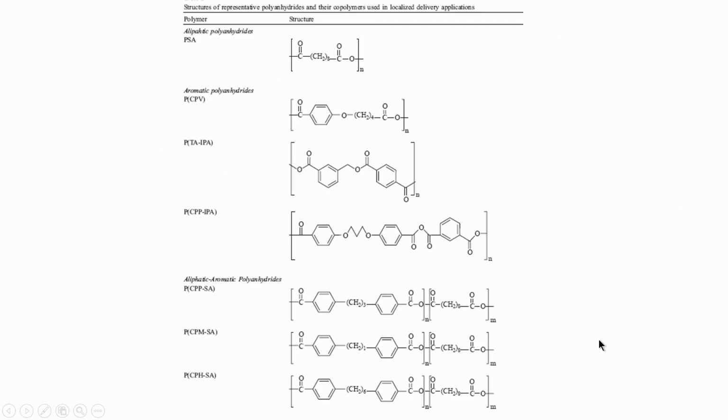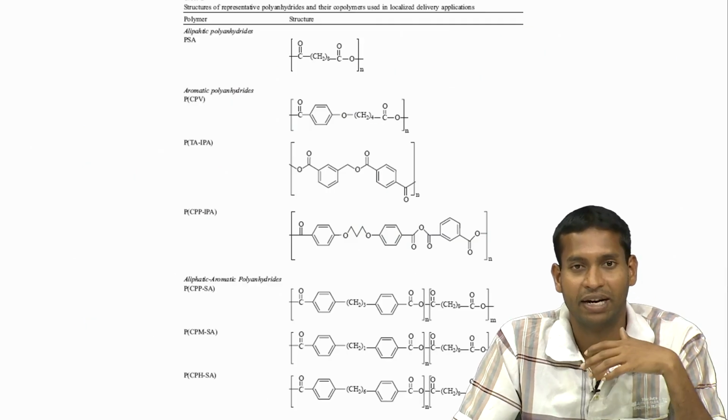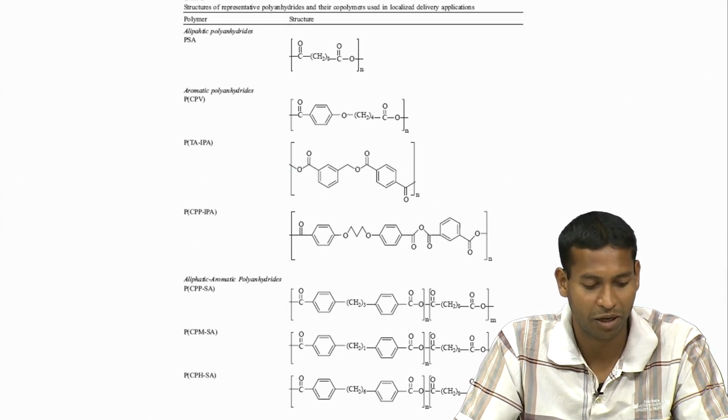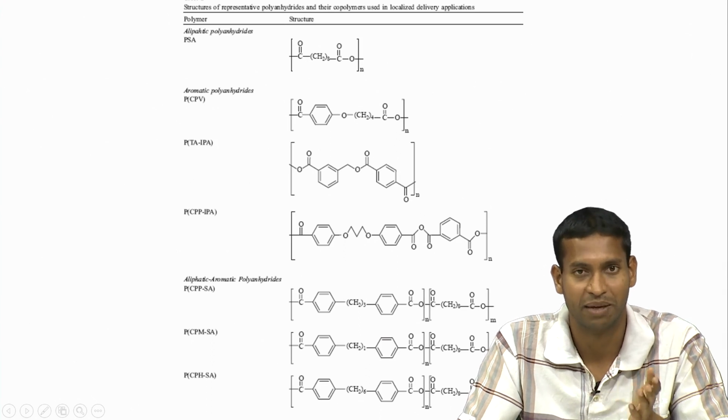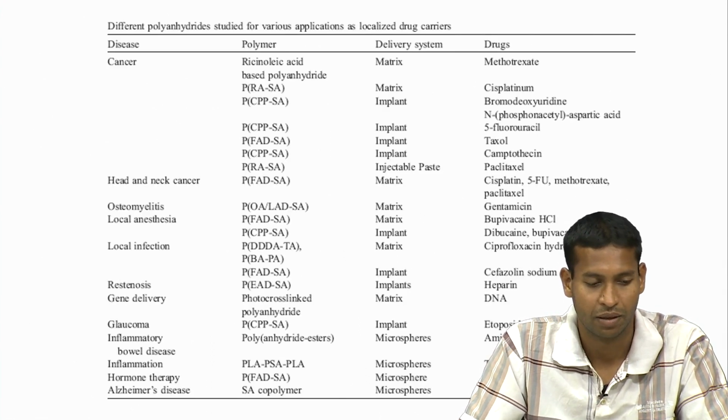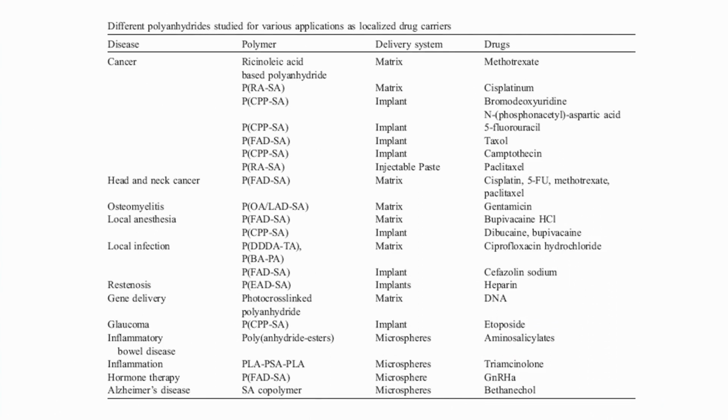Again, as I said, here is a whole laundry list of different polyanhydrides that are being used for biomedical applications. You can have this slide as a reference. You do not need to remember the names of these. And then again, here are the different applications they have been used for, localized drug delivery carriers. Various types of drugs are being used, various kinds of drug delivery systems, whether it is particles or implants or injectables. All different things are used with all different kinds of polyanhydride polymers for different diseases.